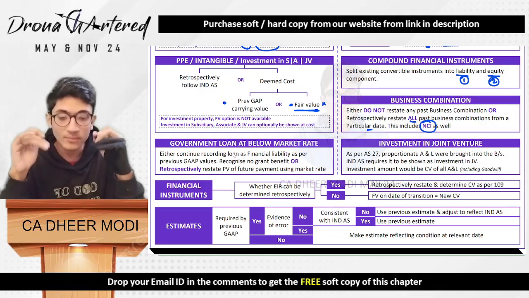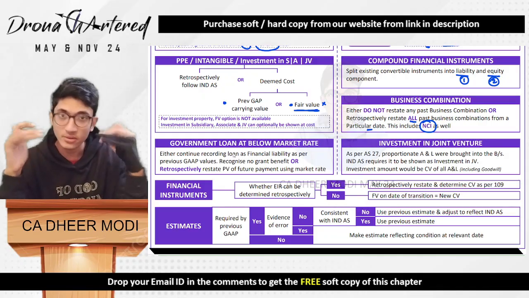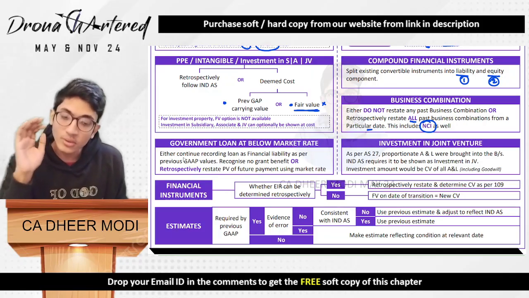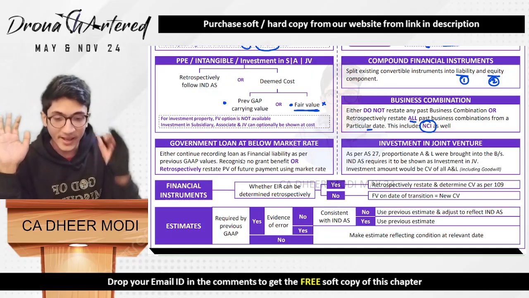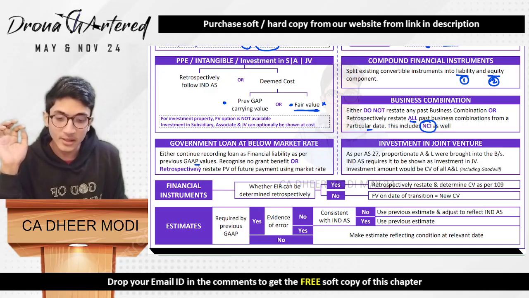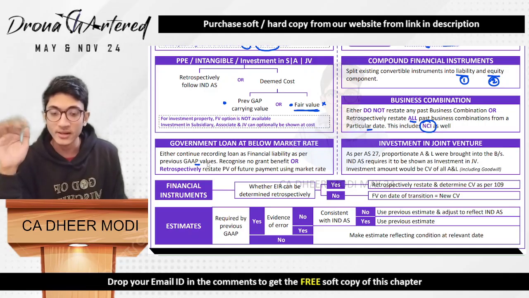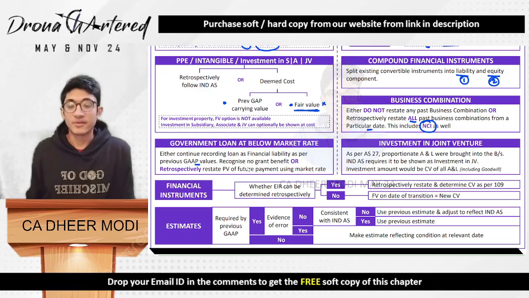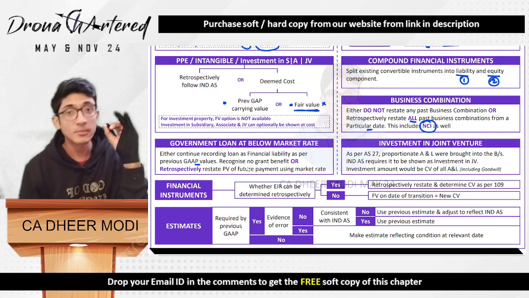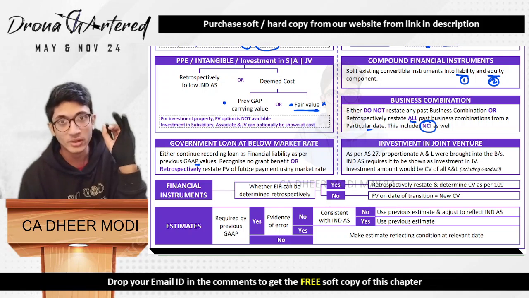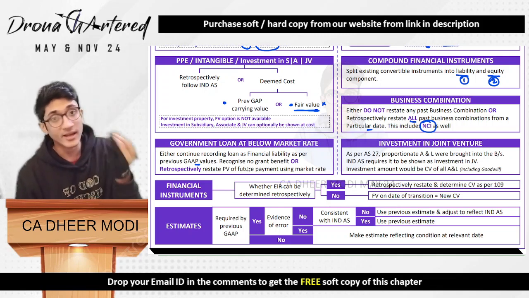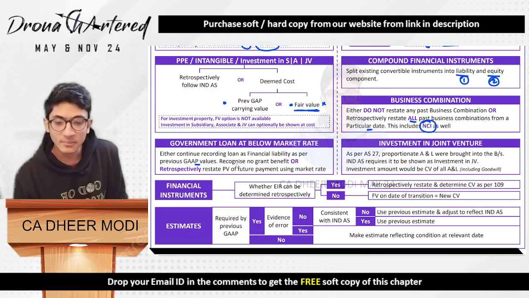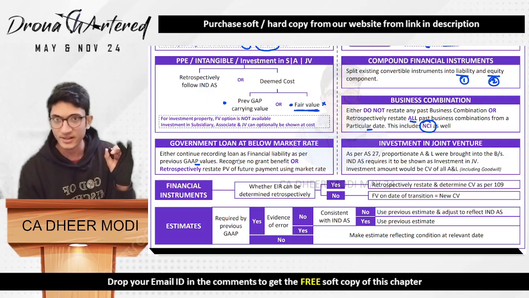That means, under financial instruments, we know that we'll have to show the loan at a different amount. So either you continue recording the loan as a financial liability as you were doing as per the previous GAAP value, that is you do not change, and recognize no grant benefit. So if you've already recorded it at whatever price you've gotten it and you have not done any changes to it, as per AS there was no such change available. So you continue recording it as a financial liability and no government grant benefit will be recognized.